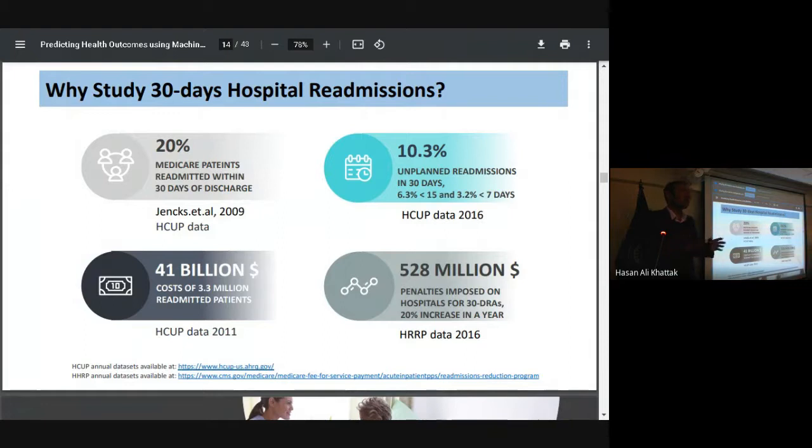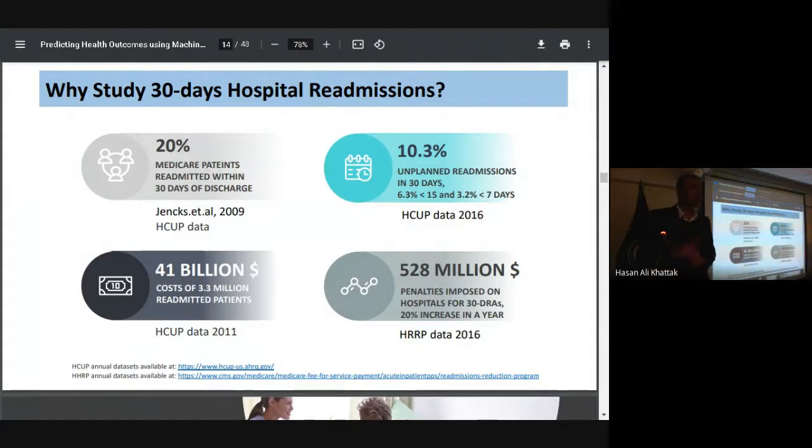And if people fall in both categories, then they find where they could get the best health care. But both Medicare and Medicaid are free and paid by the federal government, as we pay them through taxes. Now, the 10.3% unplanned readmission in 30 days.